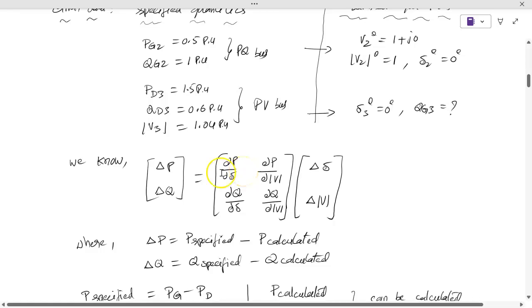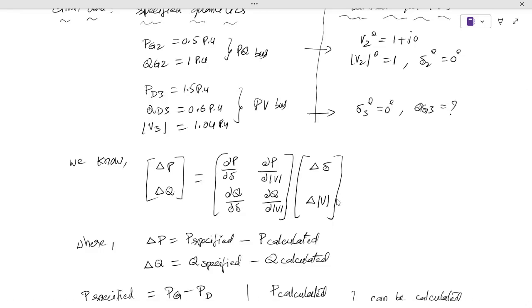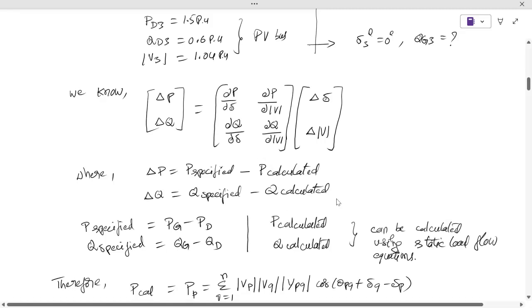After calculating these two matrices, the Jacobian matrix inverse multiplied by this matrix is equal to this matrix. Finally we will get this. Afterwards we can calculate the actual bus voltages and actual bus voltage angles. So first, we want to calculate these two values.